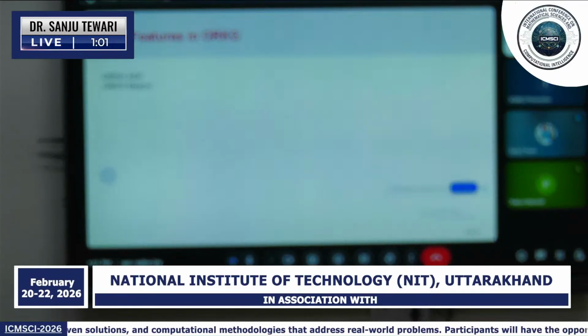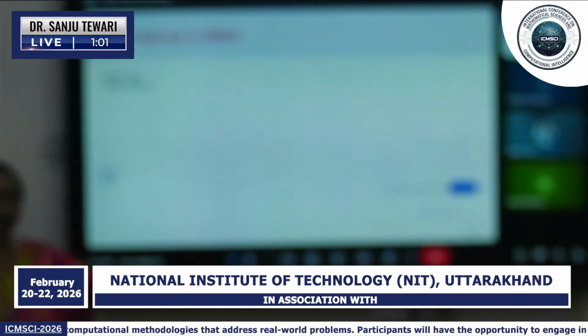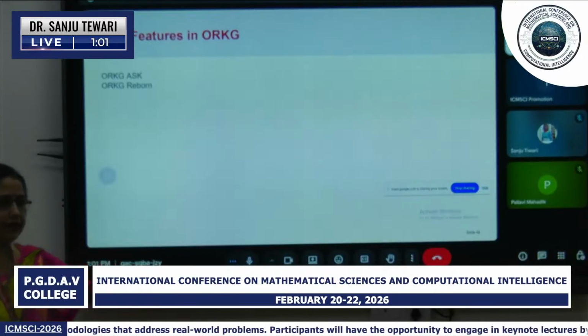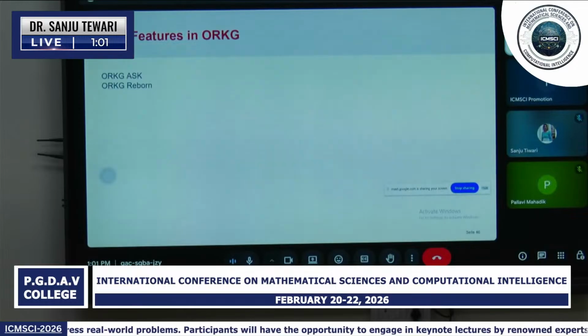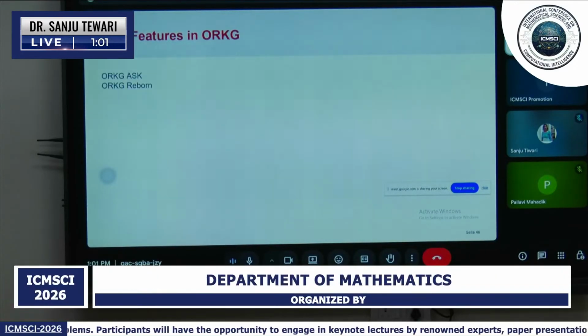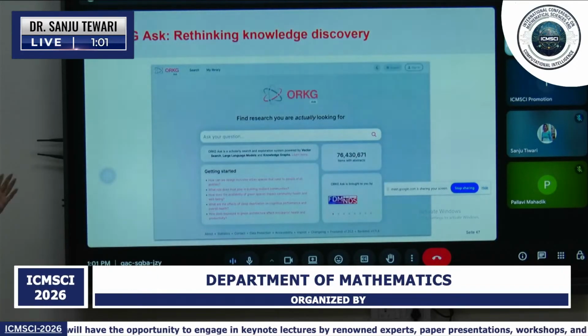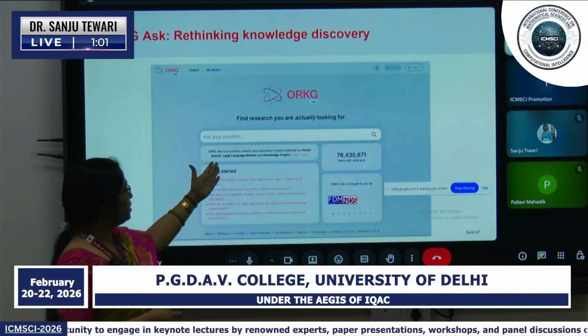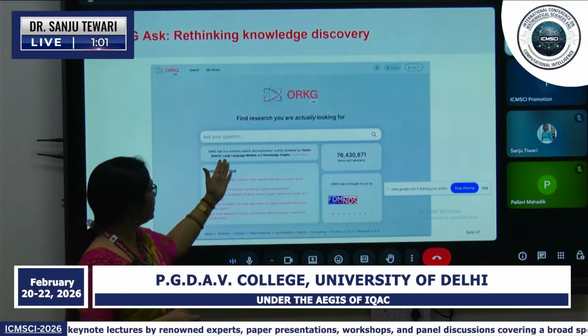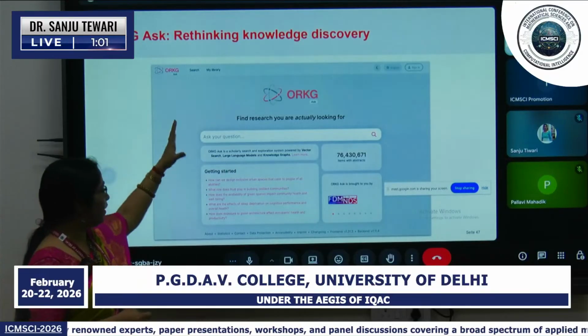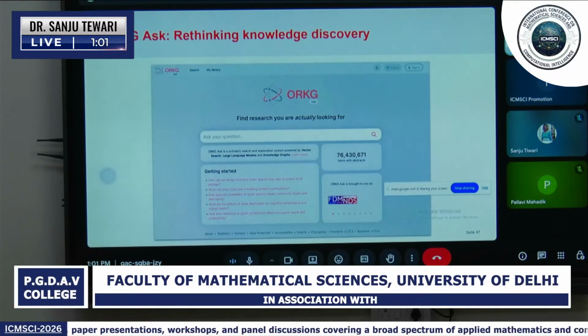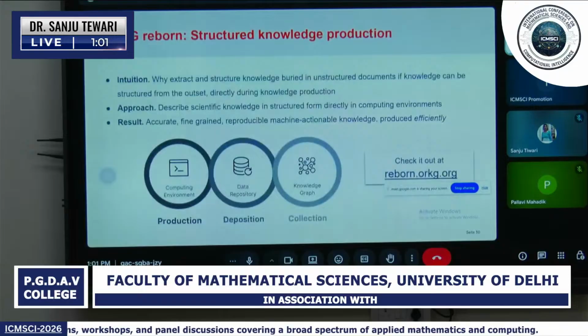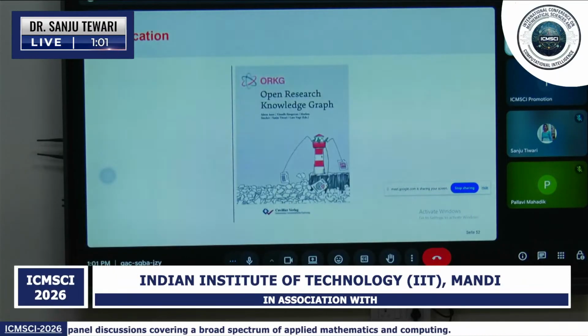These are some new features. ORKG Ask is where you can make queries. If you write a query, you will get the 5 best papers related to that topic. They have used large language models and vector search. So if you write the query, you can get the 5 best papers related to that particular topic. I will skip it, and this one was the publication.